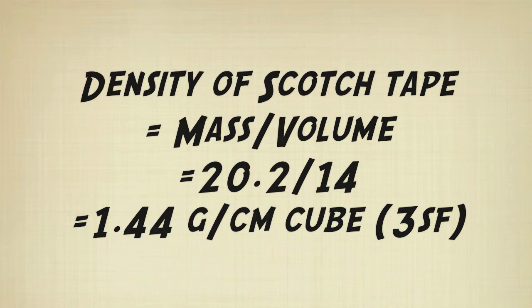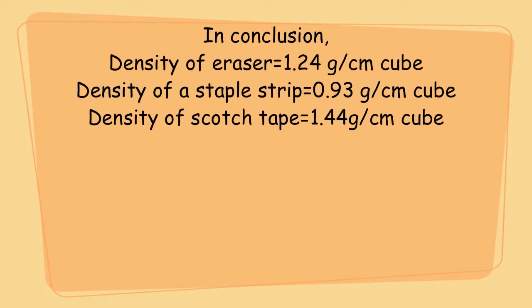In conclusion, the density of the eraser is 1.24 grams per cm cube, staple strip 0.93 gram per cm cube, and scotch tape 1.44 gram per cm cube.